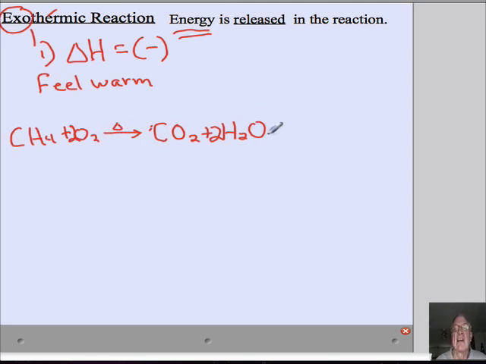Since this reaction releases energy, we put the energy on the right-hand side, and this is a very exothermic reaction, releasing 890 kilojoules per mole. So that's why it's such a good fuel. It's a very exothermic reaction. Okay, now let's take a look at the energy graph for this reaction.